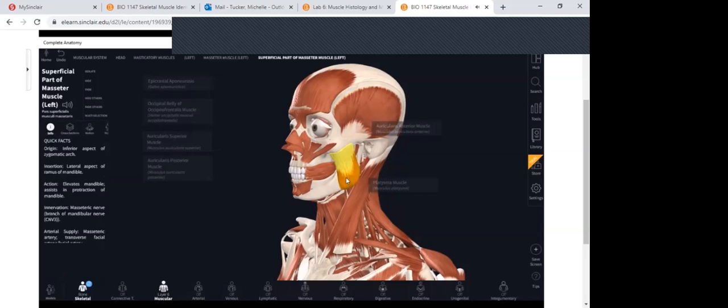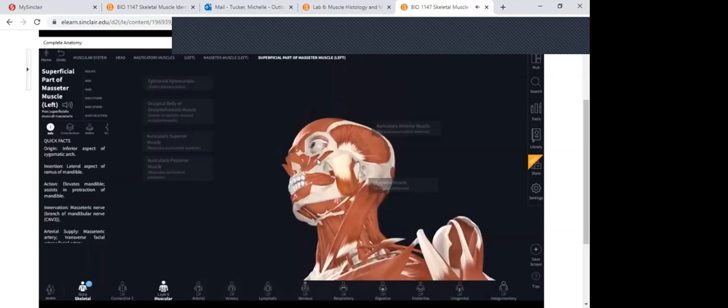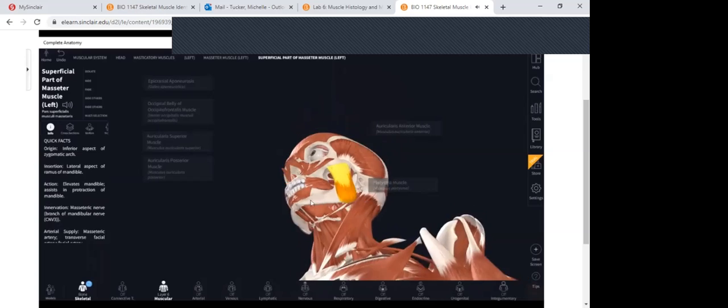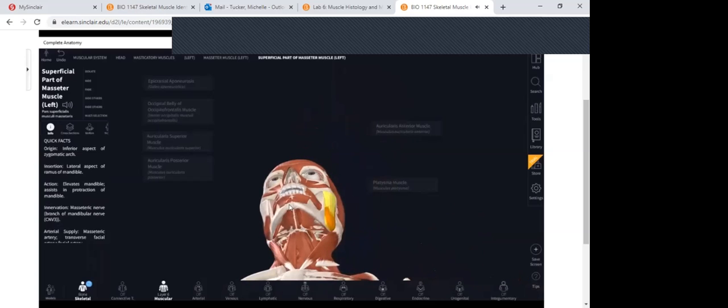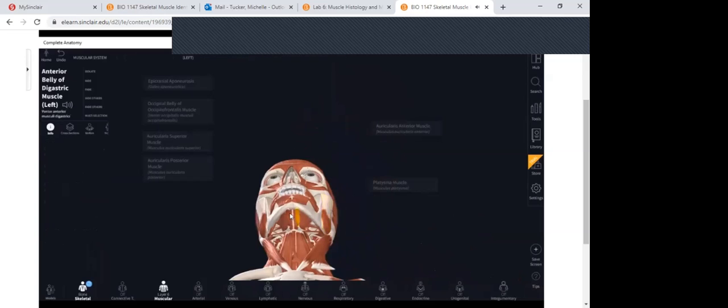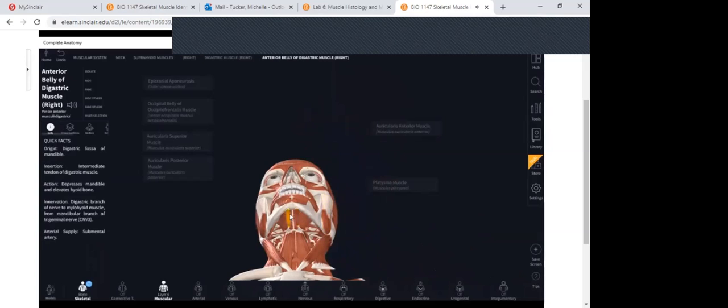Masseter is another large muscle that will elevate the mandible, and it wraps around the mandible. You can see how it wraps around. So this is masseter. And then the small muscle that is responsible for lowering the mandible is digastric. So it's these very small muscles on the inferior aspect of the mandible.